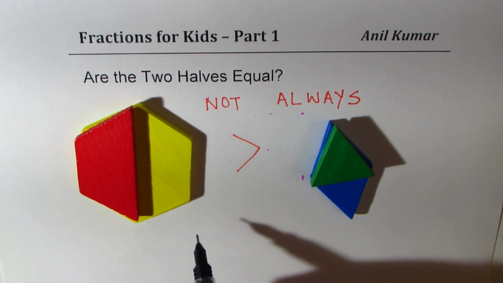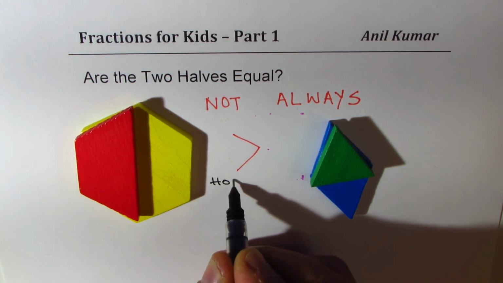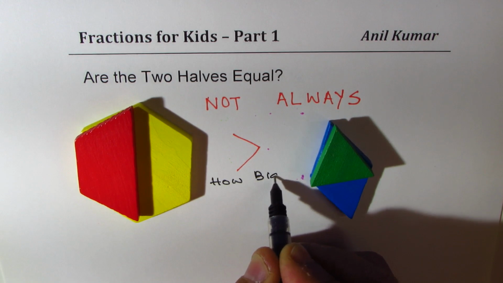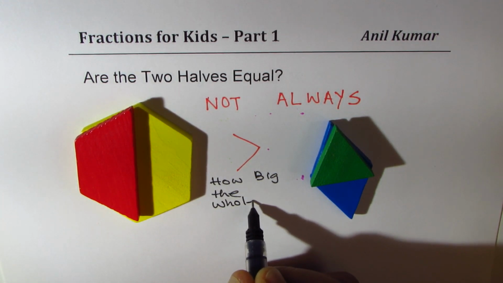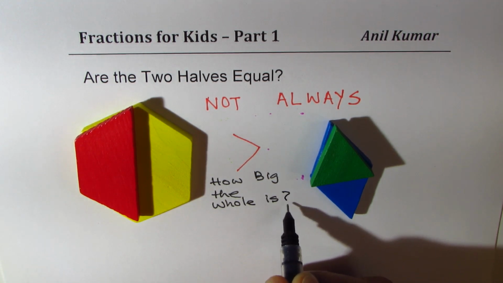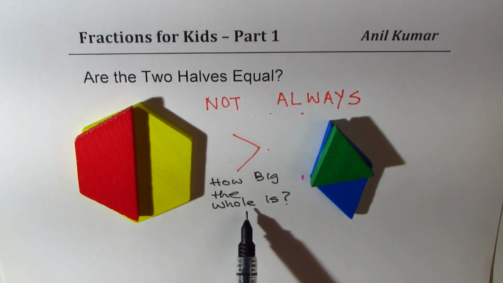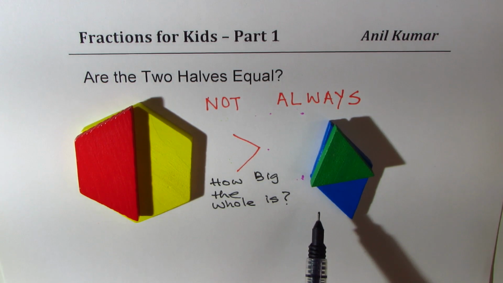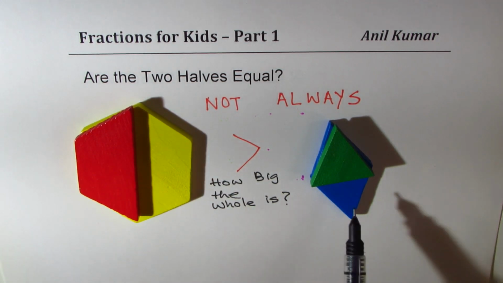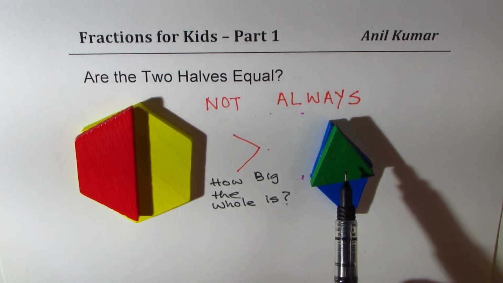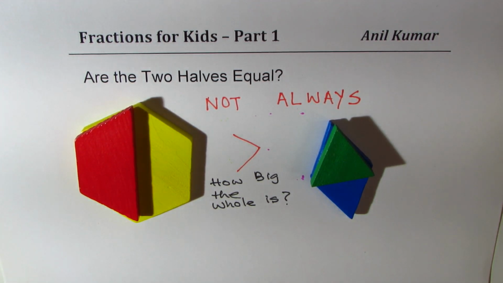So the answer here is it depends on how big the whole is. Correct? If the whole is the same size, then they are the same. If the whole is bigger, then the half is bigger. If the whole is smaller, then the half is smaller. So the two halves may not always be equal. That's very important to understand. I hope you got it.